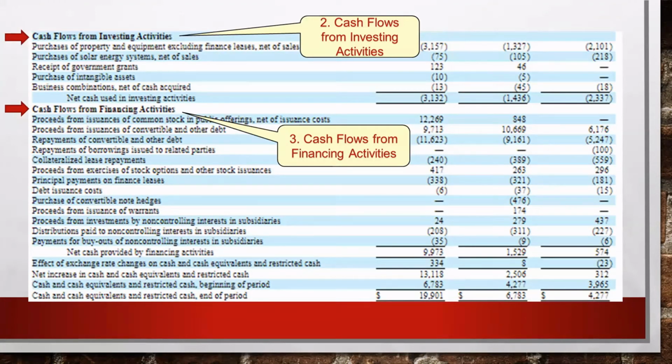The second section is cash flows from investing activities. Note that Tesla reports purchases of property and equipment, solar energy systems, and intangible assets in this section. Note that cash receipts of government grants and cash outflows from business combinations are also reported in this section. The third section is cash flows from financing activities. Some of the items in this section are proceeds from issuance of common stock, convertible and other debt, and principal payments of finance leases. The total cash and cash equivalents are reported at the bottom of the statement.